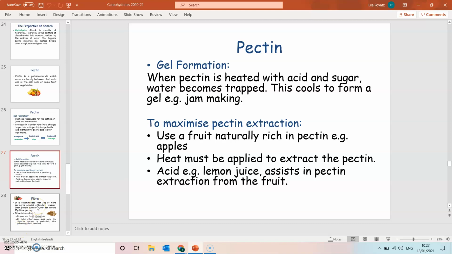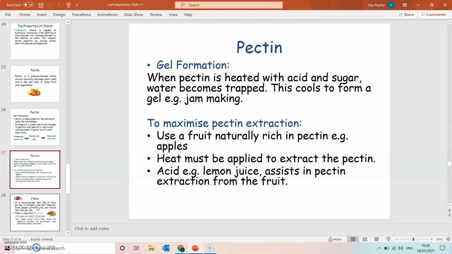To maximize pectin extraction, so to get the most pectin out of your fruit to ensure a good set, because nobody wants a runny jam, is to use a fruit that's naturally rich in pectin, such as apples. And sometimes you can see in jams a combination of fruit, like apple and rhubarb, or strawberry and apple, or blackberry and apple. So you will see a combination, and that is simply if one fruit is high in pectin and one is low, then they complement one another.